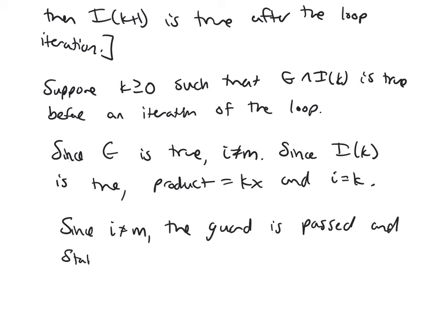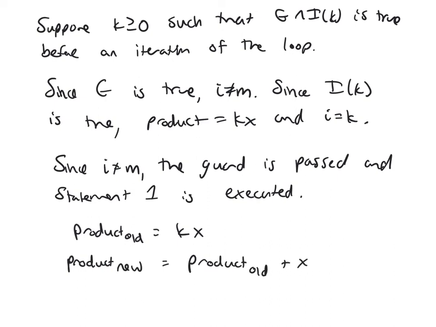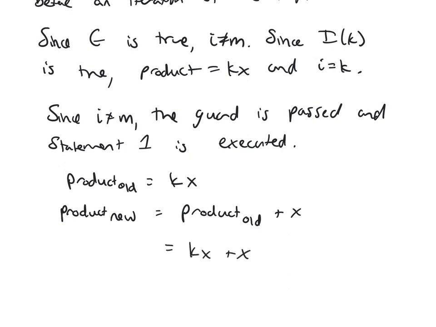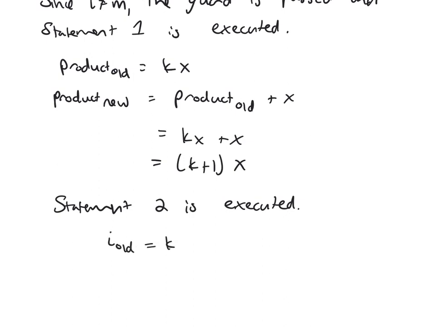So the first thing we're going to do is execute statement 1. So we redefine product. So our old product is k times x, and then our new product gets redefined as the old product plus x. So this becomes kx plus x, or if you factor out the x, it's k plus 1 times x. So then once statement 1 is executed, the next step is statement 2 in the loop is executed. And so our old value of i was k, and our new value of i is the old value plus 1. So it becomes k plus 1.